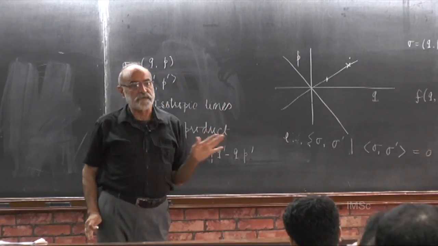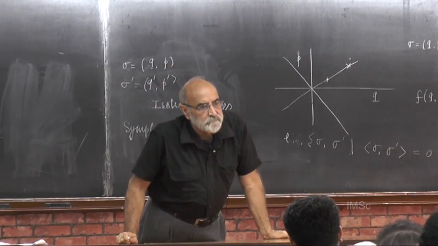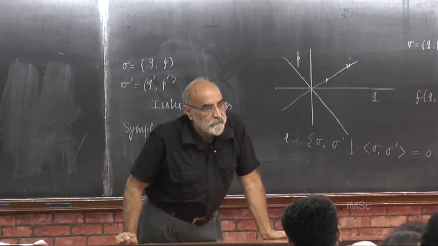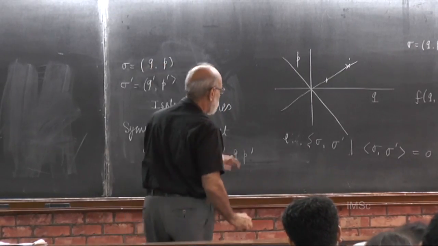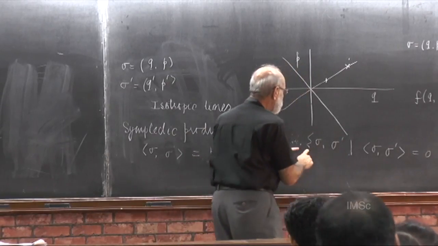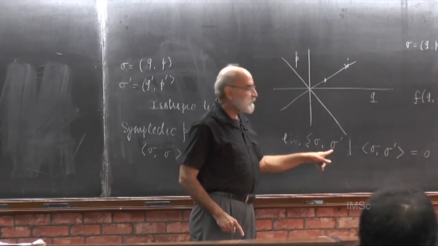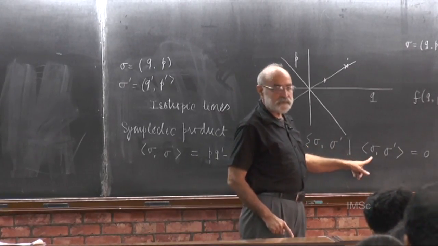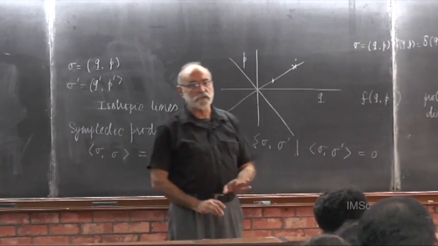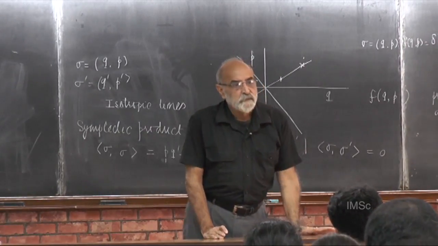Now on this phase space, yes. Explain the definition of that line, symplectic line. What I am saying is that if I consider a line, you're given 2 points sigma and sigma prime, then the set of all points such that this scalar product, the symplectic product, is equal to 0, we call that a line.